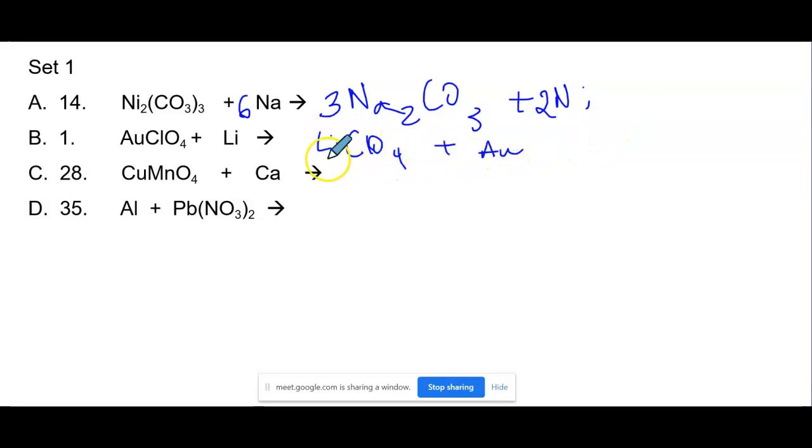So then I have to think about, I can't just stop there. I've got to think about how Li and ClO4 go together. If you look on your ion sheet, Li is a +1 and ClO4 is a -1. So this would be a +1 and a -1. So they go together just like that.